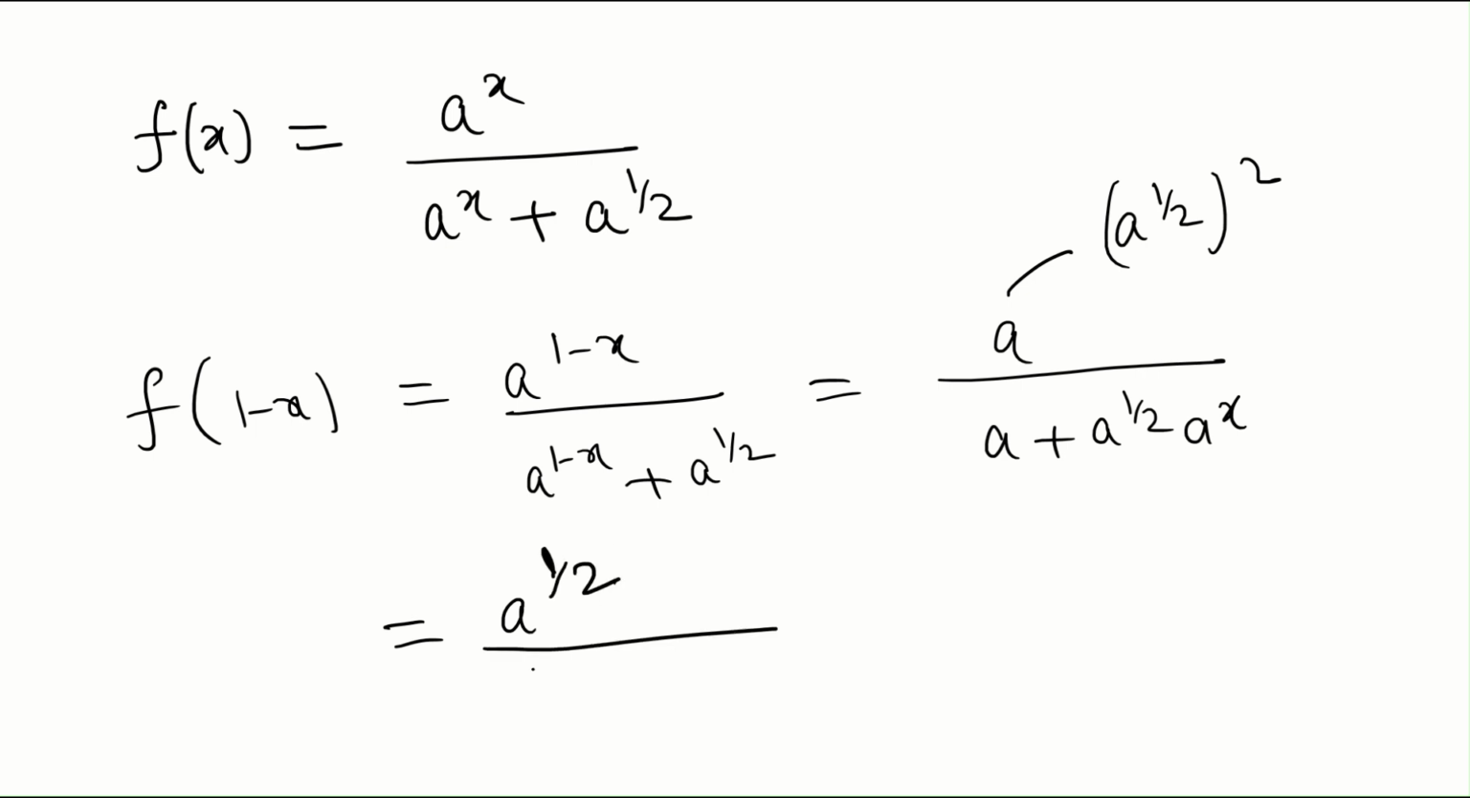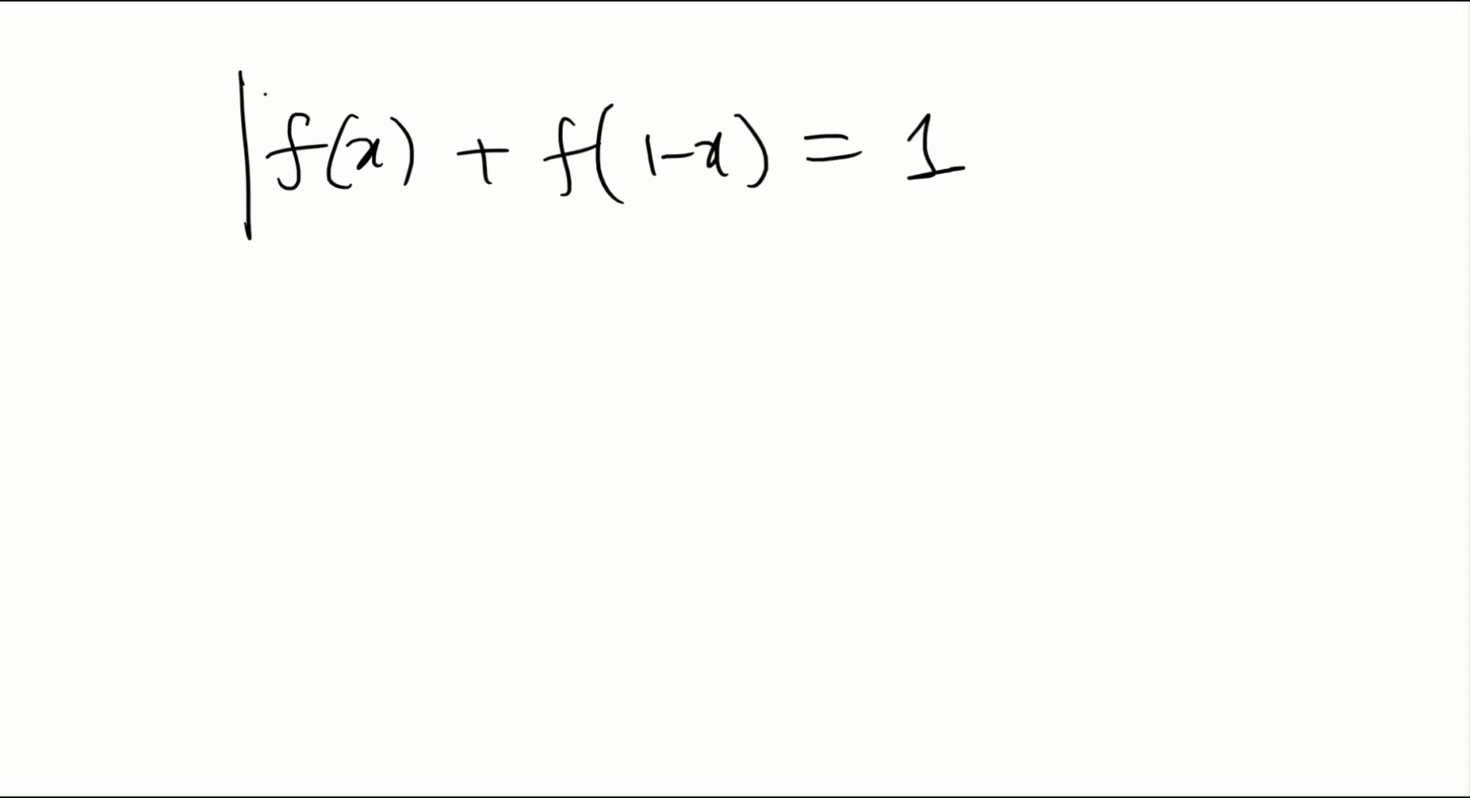Yeah, a raised to the power half over a raised to the power half plus a raised to the power x, something like this. And you can again see that in f of x and f of 1 minus x, the denominators are again coming out to be the same, and we will get exactly the same result, f of x plus f of 1 minus x equals 1 in this case also.